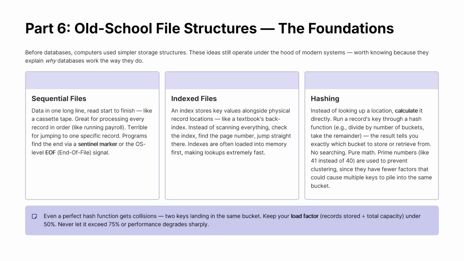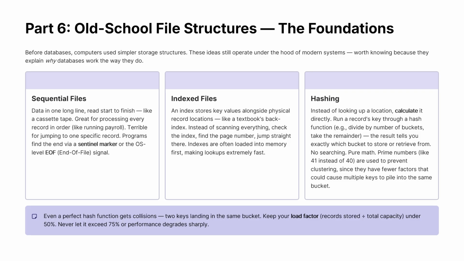Before all this fancy database stuff, computers stored data in simpler structures. These ideas are still used under the hood of modern databases, so they're worth knowing. A sequential file is exactly what it sounds like. Data stored in one long line, read from beginning to end. Think of an old cassette tape. To get to song 7, you have to physically pass through songs 1 through 6.